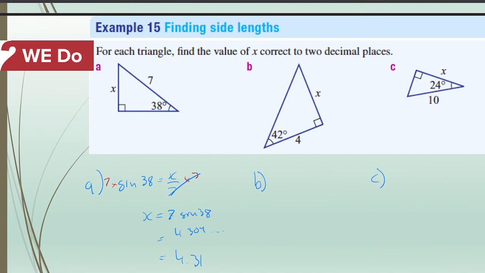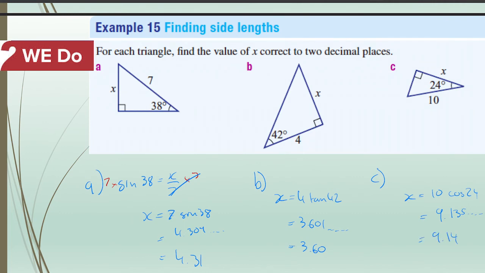I'm just going to give you the answers to these ones. x is going to equal 4 tan 42. Put that in your calculator, 3.601. 2 decimal places, 3.60. And over here, x equals 10 cos 24, which if it goes into our calculator, looks like that.